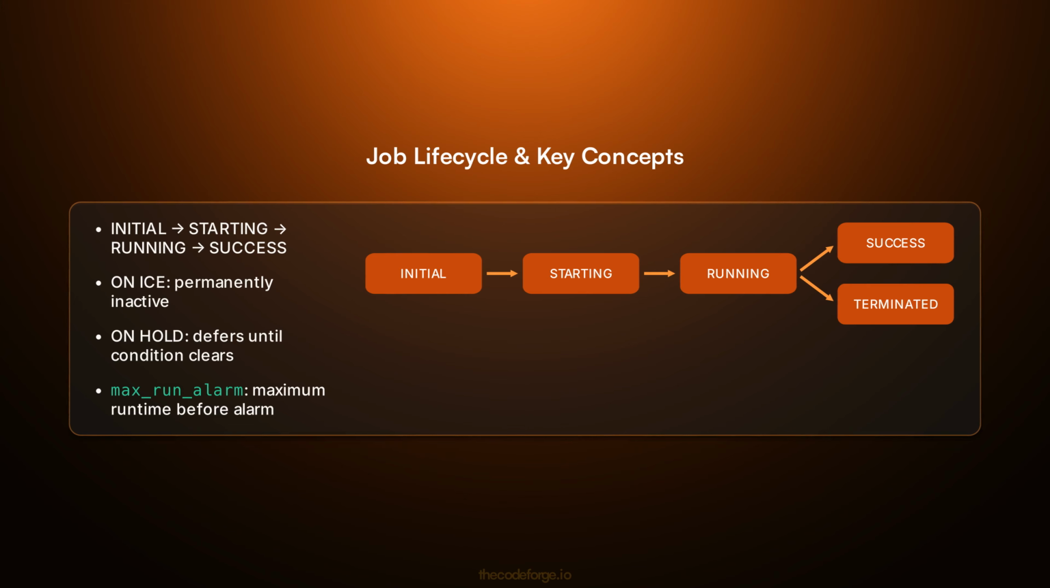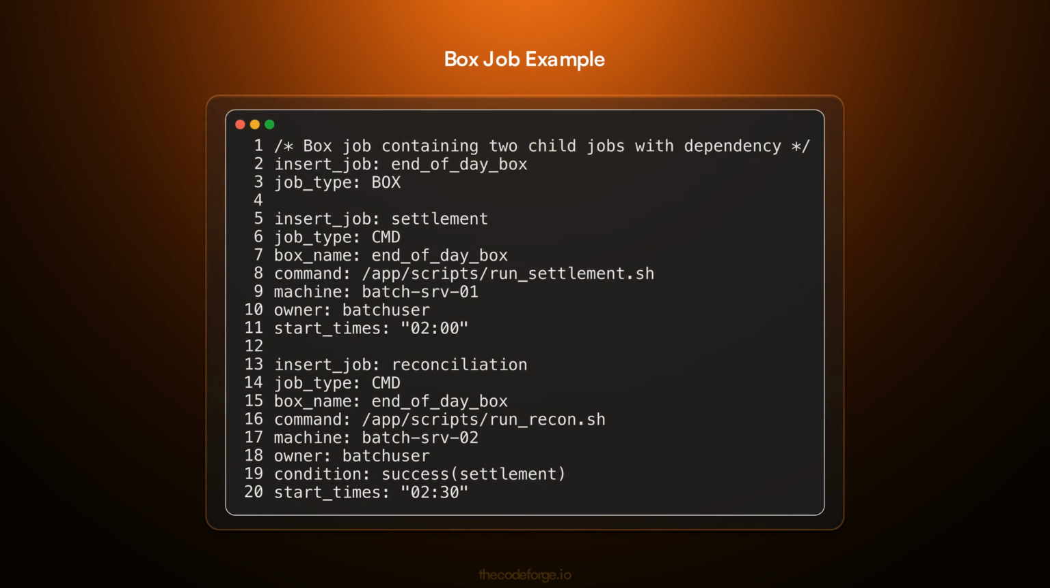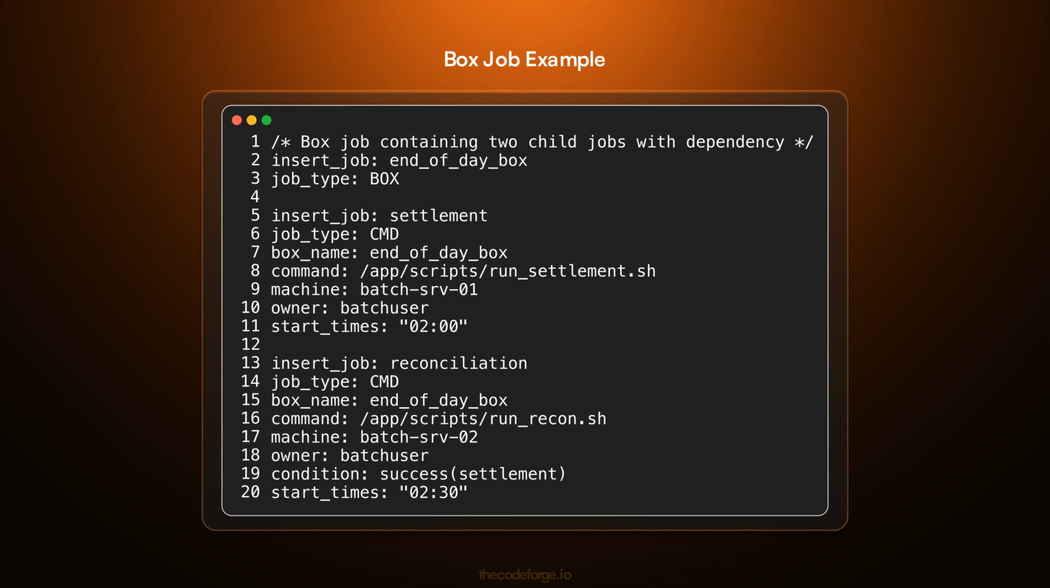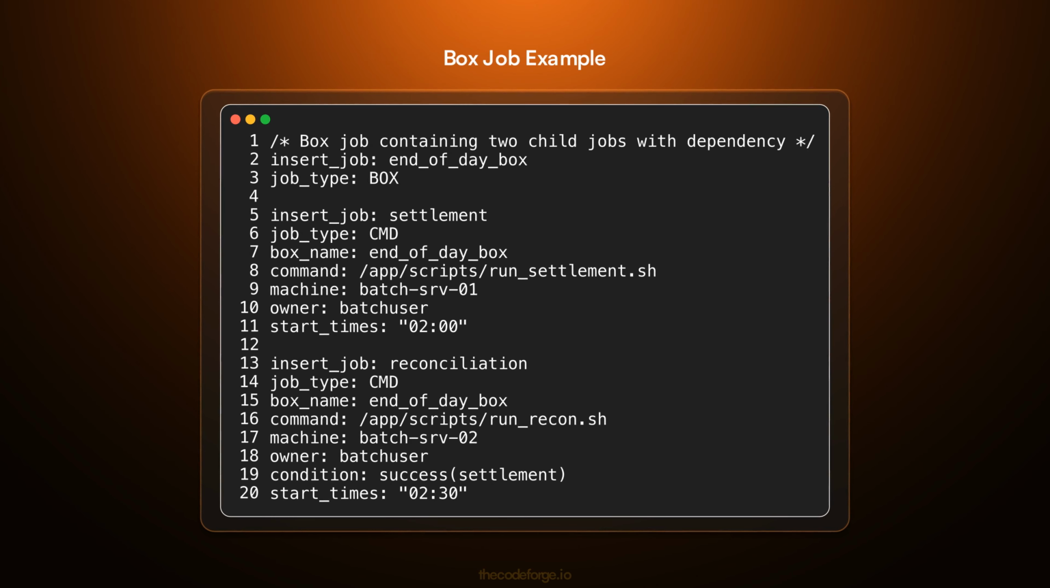AutoSys jobs go through a defined lifecycle. Understanding statuses like on ice versus on hold is critical. And max run alarm is your first line of defense against hung jobs. Box jobs group related jobs together. Here, settlement runs at 2 a.m. and reconciliation runs only after settlement succeeds. Boxes can be nested for complex workflows.